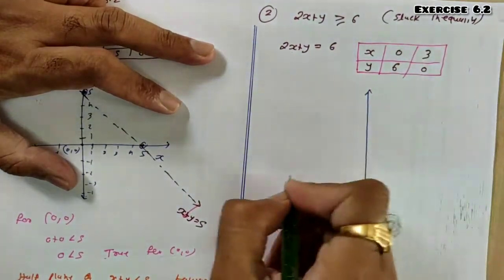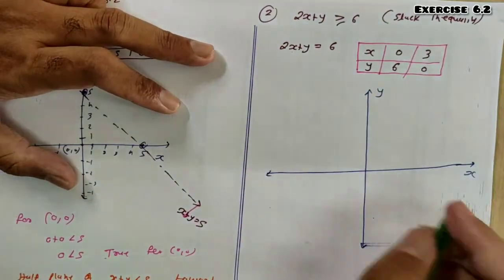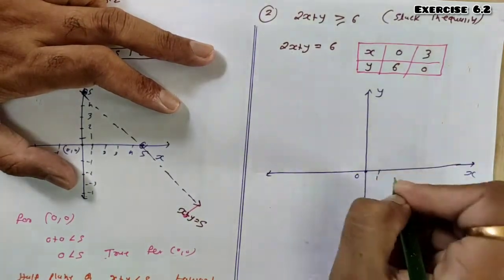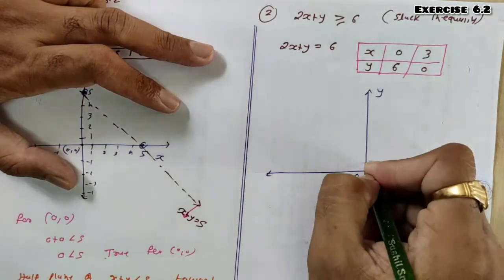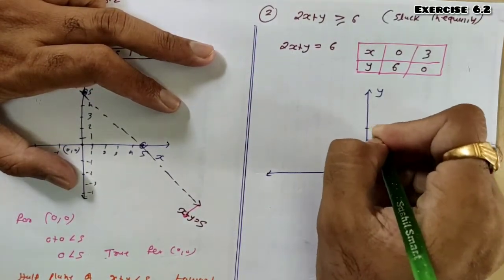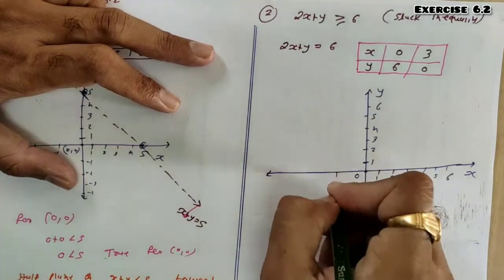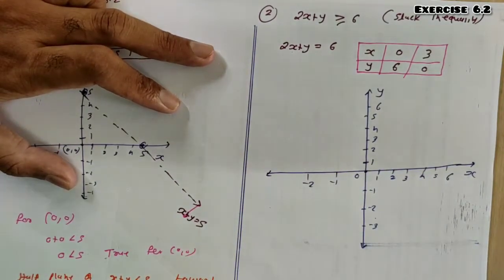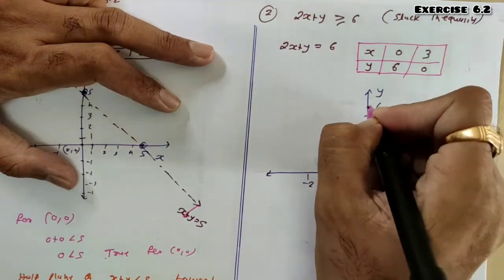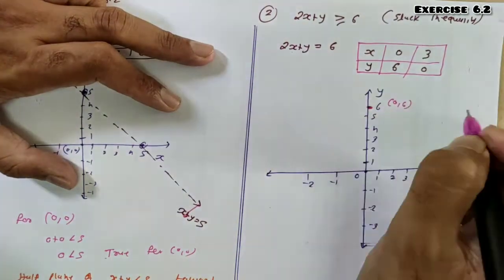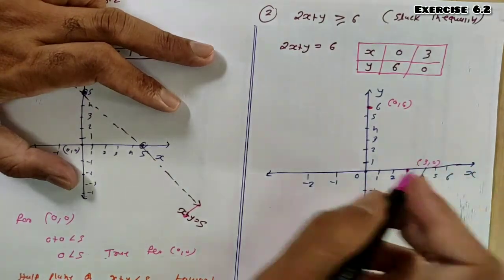This is our x-axis and y-axis. This is our origin O. So 1, 2, 3, 4, 5, 6. 1, 2, 3, 4, 5, 6. This will be -1, -2, -3. Now represent these 2 points in the graph: (0, 6) and (3, 0). So this is our (0, 6) point. And another point is (3, 0). Done. Join these 2 points.